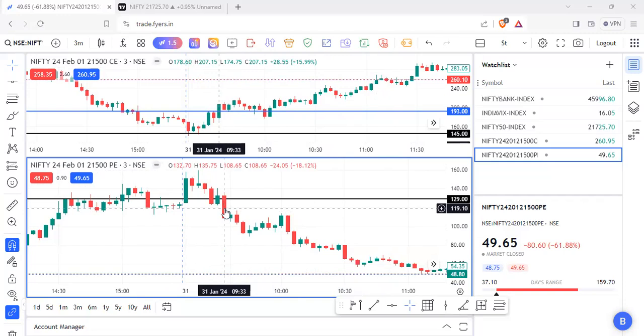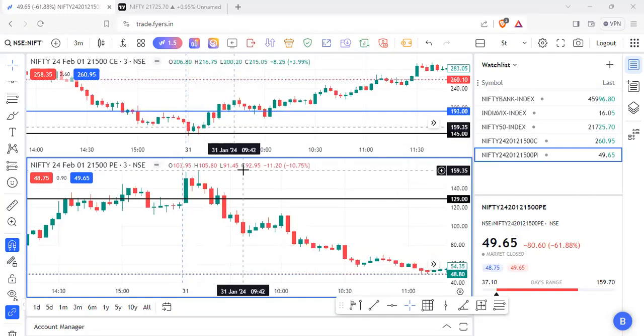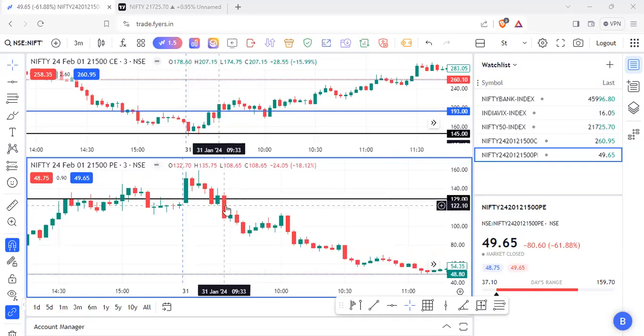At this point, see what happened. 193 is the upper level of BPL, and it is crossed at the 9:33 candle. You can see the 9:33 candle on the call side. At this level, you can see the closing price of the call is 207 rupees. And on the put side, on the downside, the closing price closed at 108.65, which is below 129, and the call is above our 193 level. So this is the balanced point for the market.